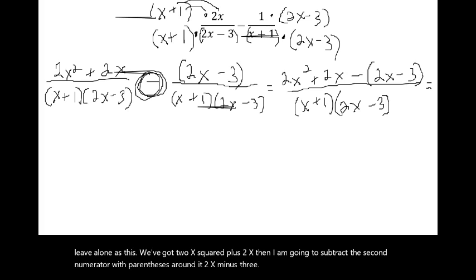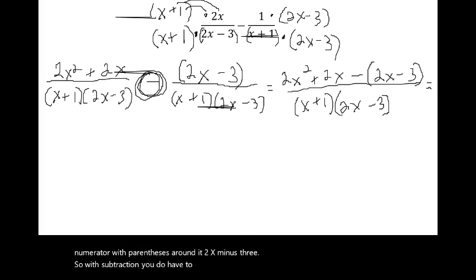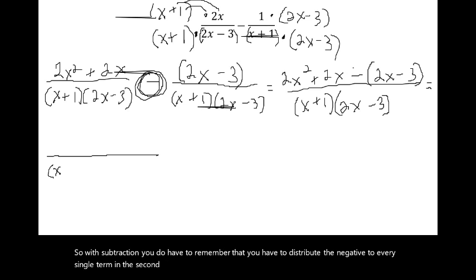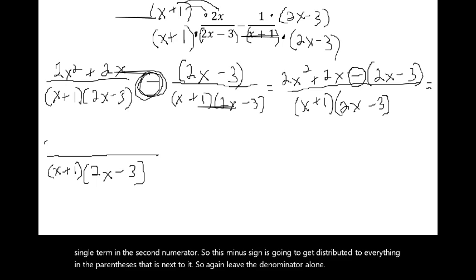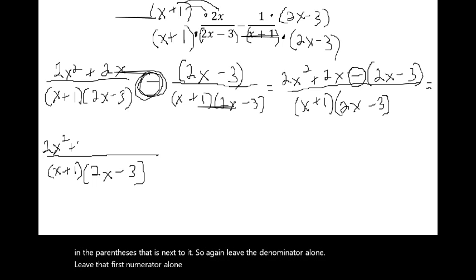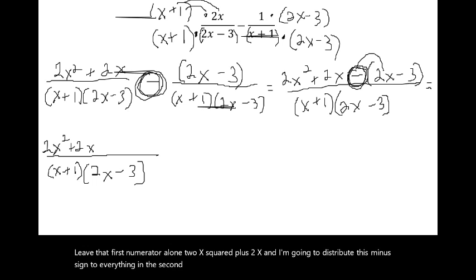So with subtraction, you do have to remember that you have to distribute the negative to every single term in the second numerator. So this minus sign is going to get distributed to everything in the parentheses that is next to it. So again, leave the denominator alone. Leave that first numerator alone, 2x squared plus 2x. And I'm going to distribute this minus sign to everything in the second numerator. So I have minus 2x. Minus minus is a plus 3.